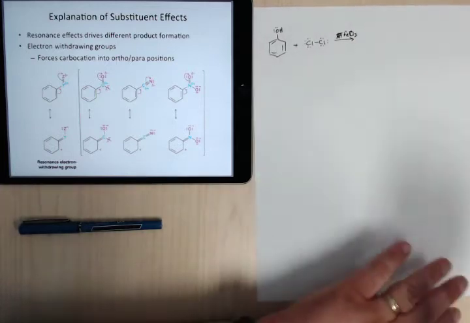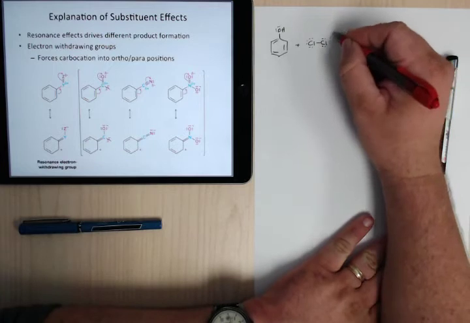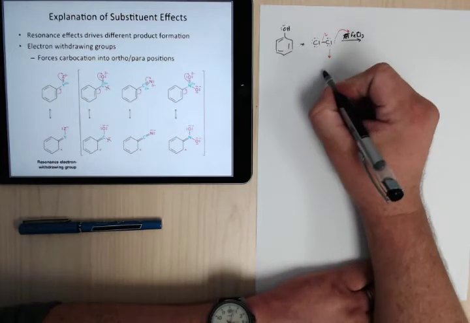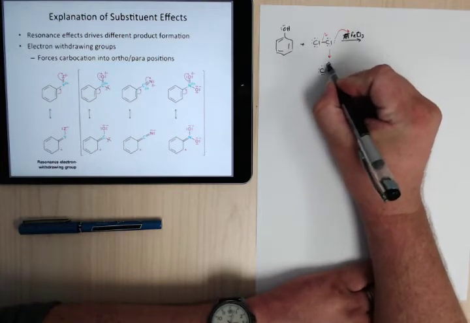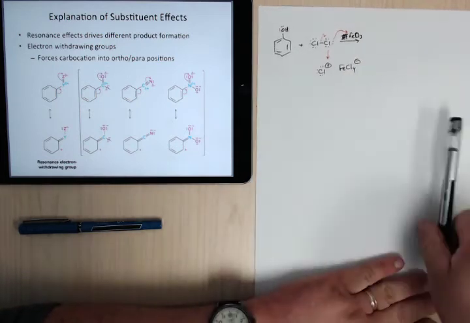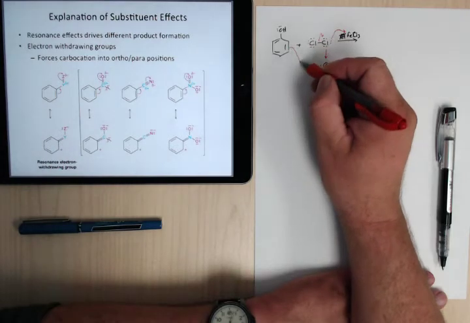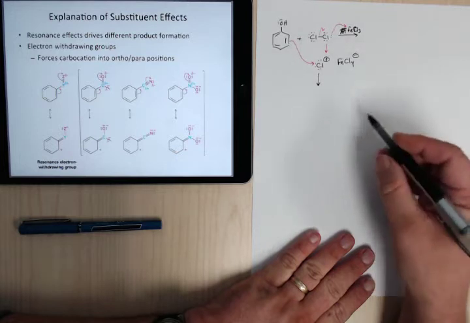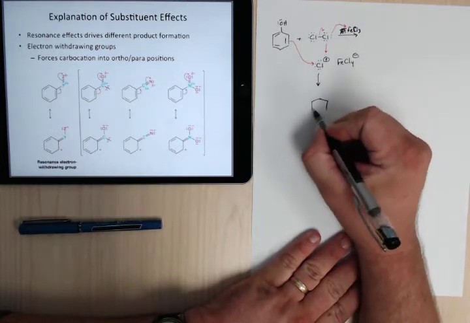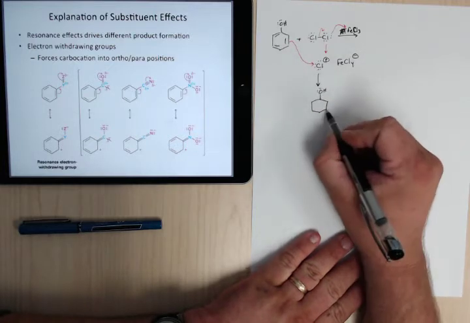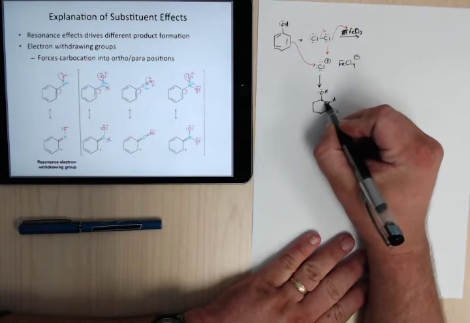So FeCl3. First step, it's going to be here. Pull that away. And so you're going to end up with the Cl plus and FeCl4 minus. Now the benzene is going to attack. Now it has two options. We're going to use this double bond. It can either put the chlorine here, with the positive charge there.